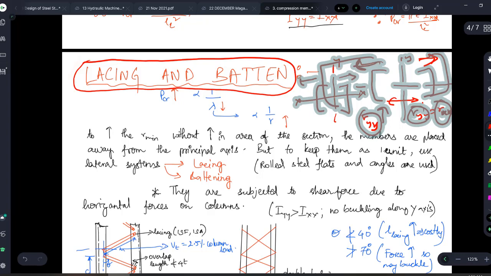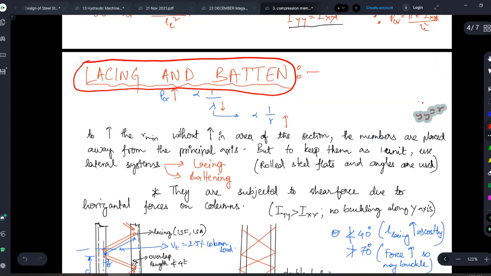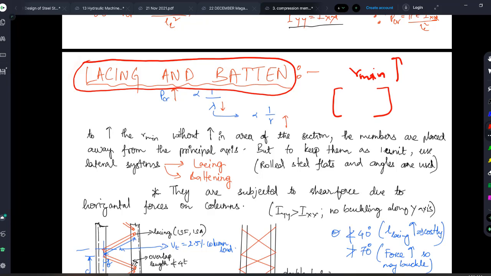I hope you understand this concept in the last module itself. So now it is very clear what I have to do to get my R minimum increased. I have to keep my columns at a certain distance. So very clearly you understood, right? You have to move them apart, then your R minimum value will be increased to a certain value. I hope it is very clear.